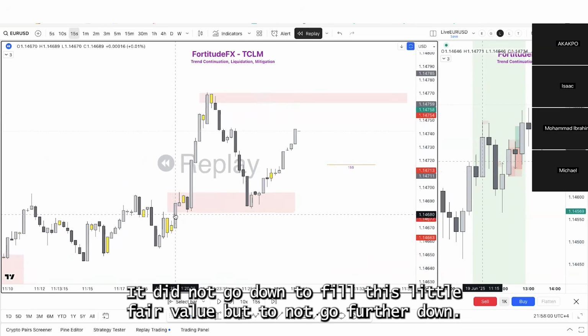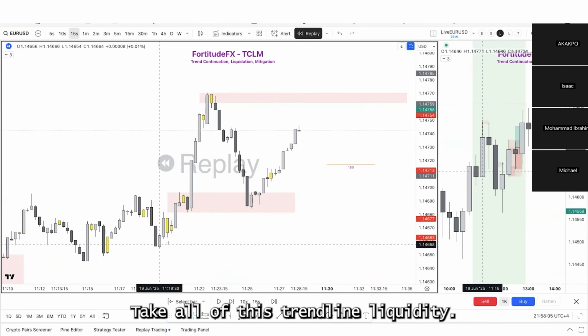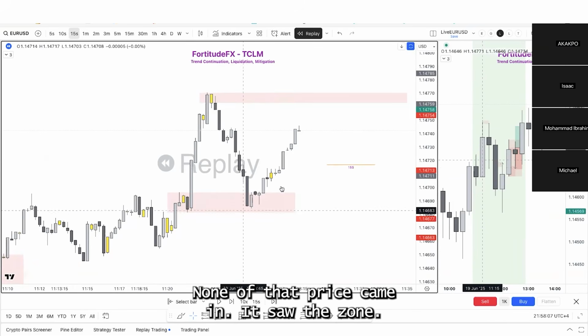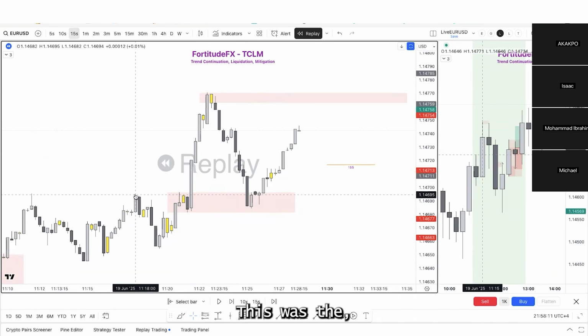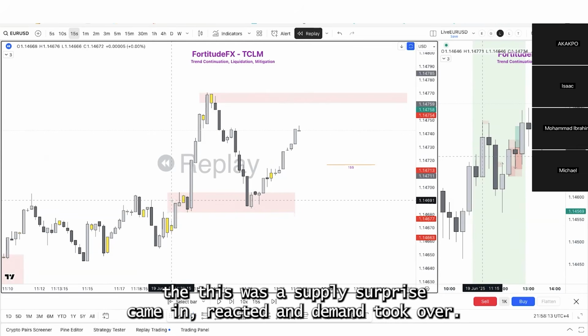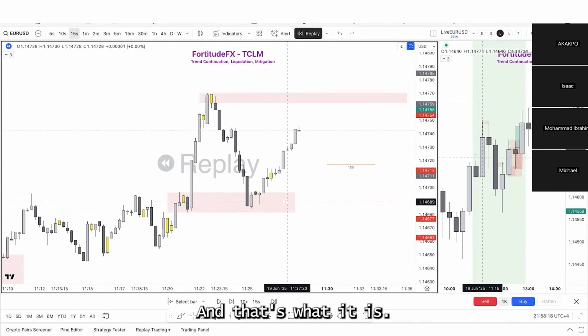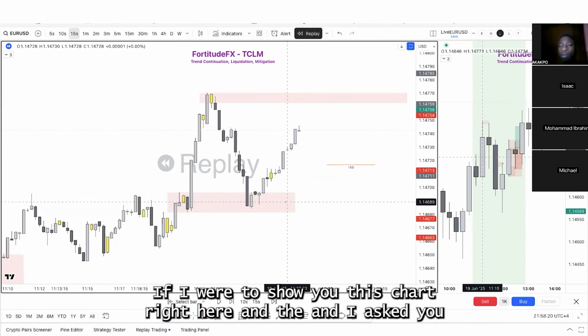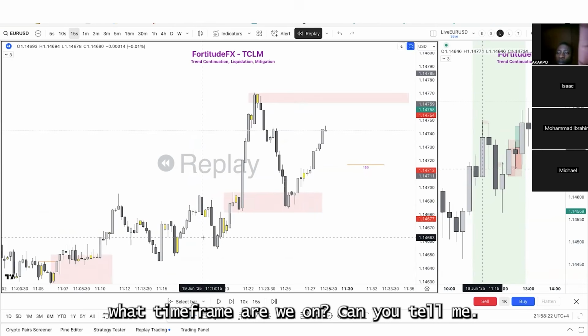It did not go down to fill this little fair value gap. It did not go further down, take all this trend line liquidity, none of that. Price came in, it saw this zone, got reacted from this. This was the supply. So price came in, reacted, and demand took over, and that's what it is. If I were to show you this chart right here, and I asked you what time frame are we on, can you tell me?